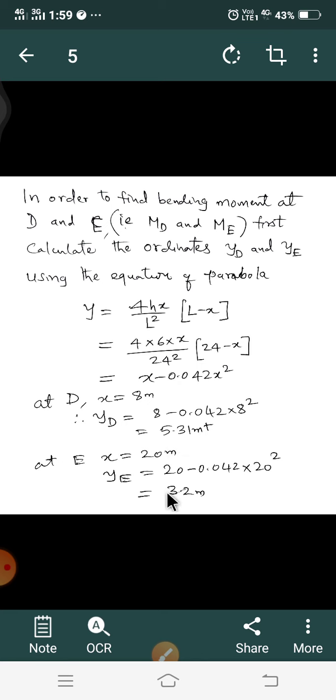Similarly, to calculate the ordinate under the point E, you substitute x is equal to 20 meter in this formula. So 20 minus 0.04 into 20 square gives us a value of 3.2 meter. So now I have calculated the ordinates under the point loads D as well as E.